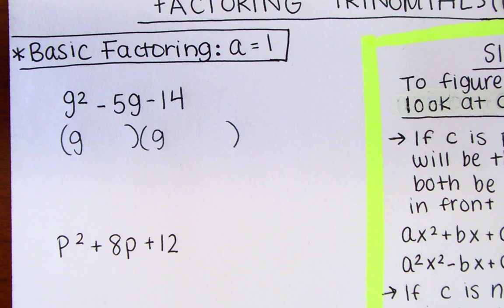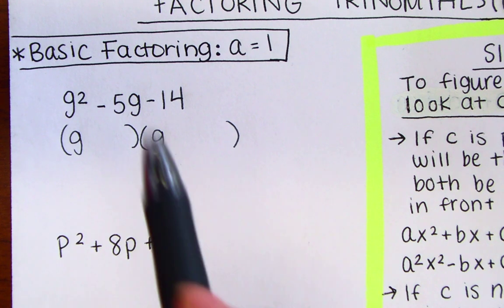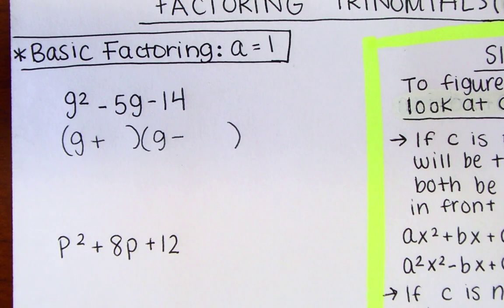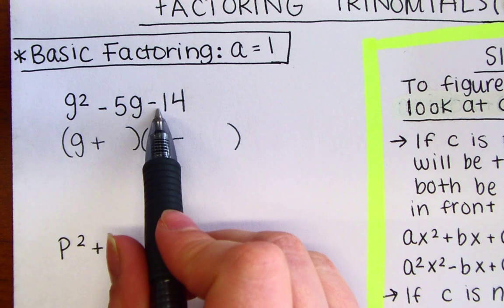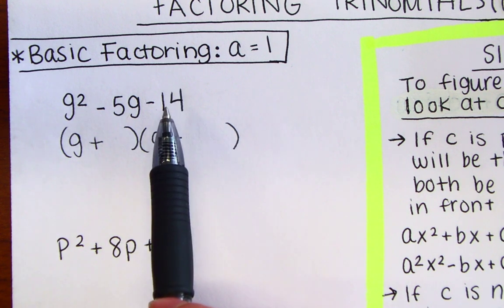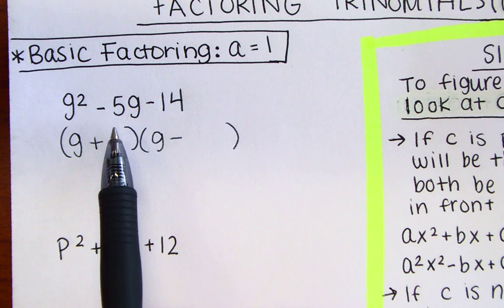Okay, now I'm going to take care of my signs before I do anything else. So because my last term is negative, I'm going to have to follow the second example in that yellow box off to the right, which I know you guys can't see at this point. But the second circumstance says that if my last term is negative, I'm going to have one of each sign. The reason for that is because if I were to FOIL this back out, the only way I'm going to get a negative here is if I have a positive and a negative. If they're both the same sign, I'm going to end up getting a positive sign on my last term. Okay, so I have one positive, one negative, and then what I need to do is look for numbers that multiply to 14, but are going to subtract to give me 5.